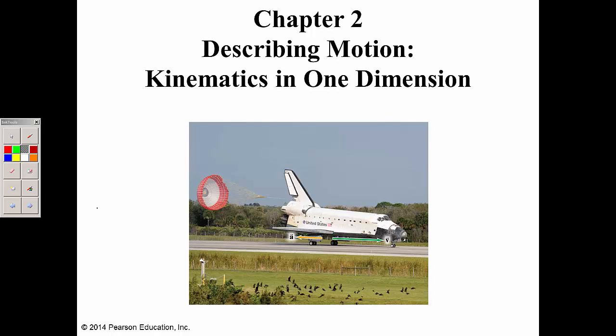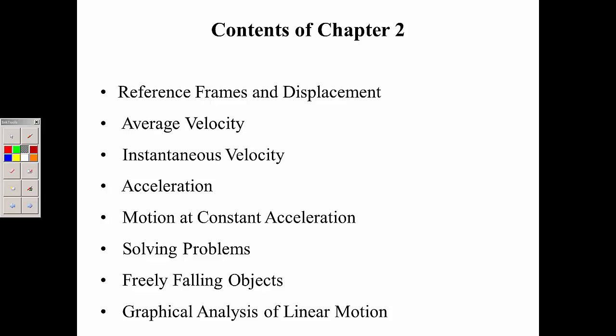Okay, this is Chapter 2, Kinematics in One Direction. Now, when I say kinematics, what we're really talking about is position, velocity, and acceleration. And I'm going to talk about two types of velocity, average and instantaneous. The change in velocity over time is acceleration, so we're going to talk a little bit about that.